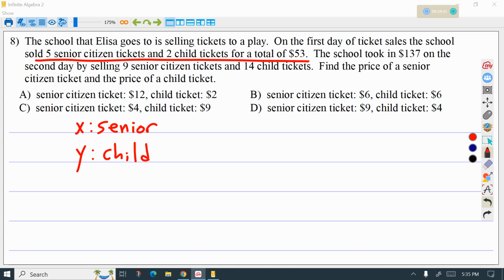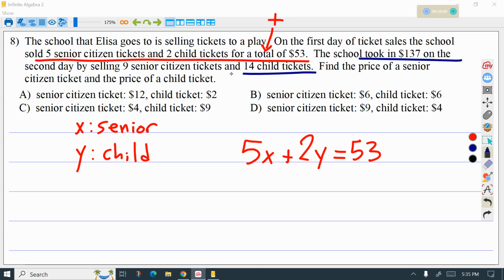Okay, well, the sentence that I underlined and read is telling me that 5x, right, 5 seniors plus, again, because it says total, I know that that means plus. Okay? Well, 2 child tickets, well, we said child tickets would be Y, so that's plus 2Y is 53. Okay, so check your understanding right now. What I underlined in blue, can you write the equation for that?